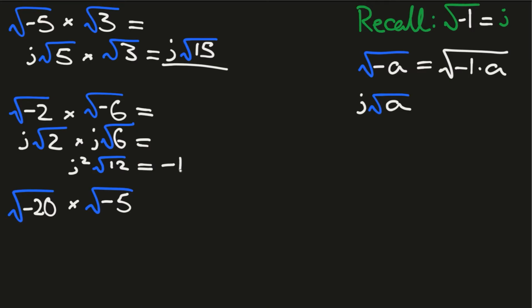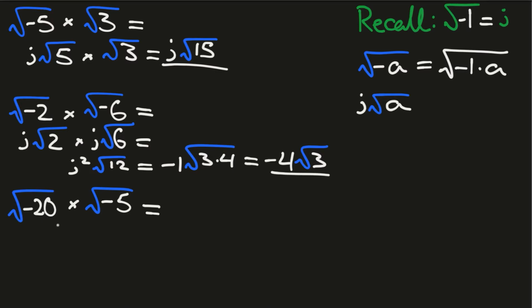And so we're left with negative 1, since i squared is negative 1, times the square root of 3 times 4, because 12 is 3 times 4. And we can extract this perfect square, and we're left with negative 2 times the square root of 3, as the square root of 3 cannot be simplified.